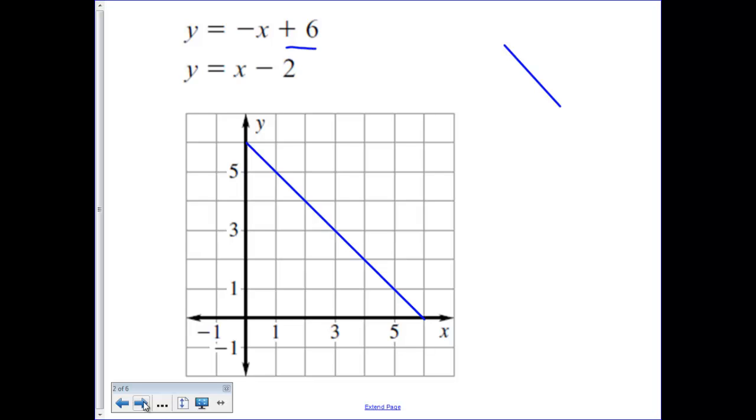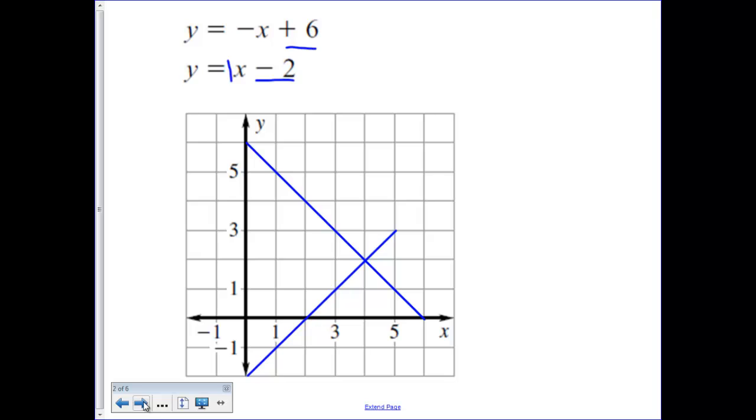Now I might have to make my line longer, depends on where my other line is. Now the second one has a y-intercept of -2 and a slope of +1. So put my first dot at -2, which is right about here, and up 1 over 1, so I'm going to go up 5 and over 5, right about there.